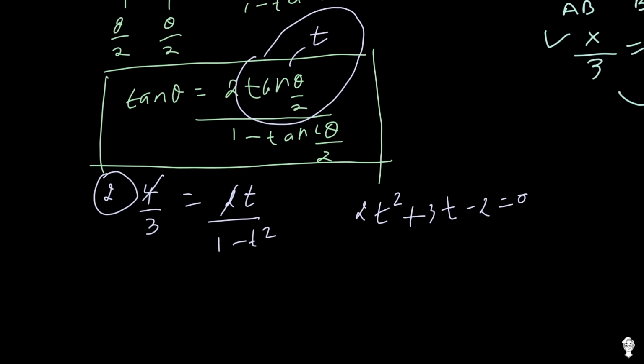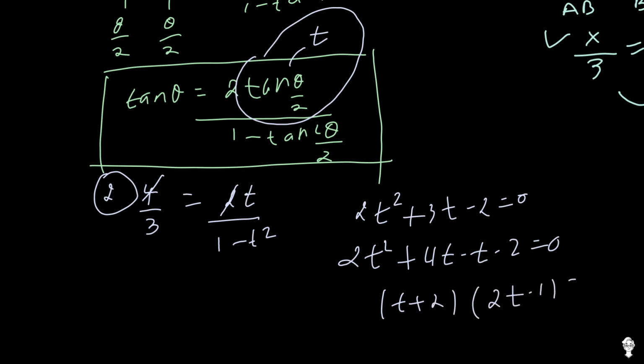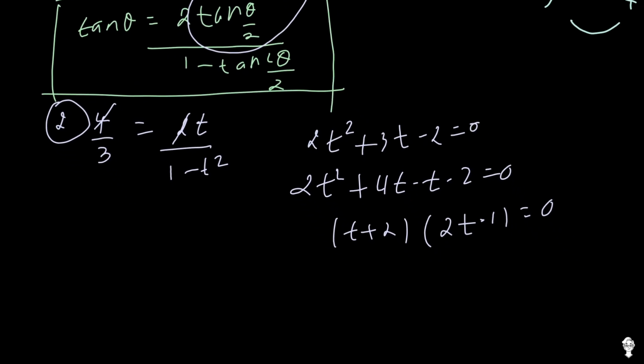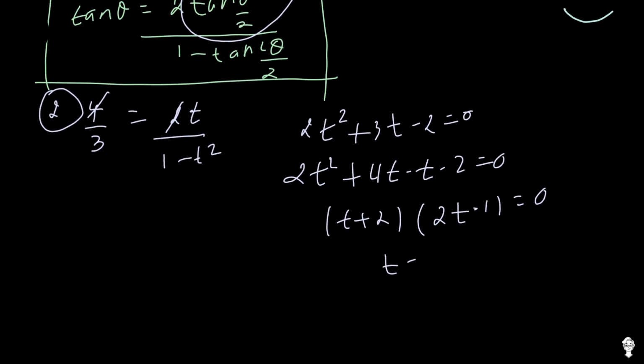The quadratic equation will form like 2t² + 4t − 2 = 0. The factors of this would be (t + 2)(2t − 1) = 0. From this we will have two values of t, that is 1/2 from this bracket, or else −2 from this particular bracket.